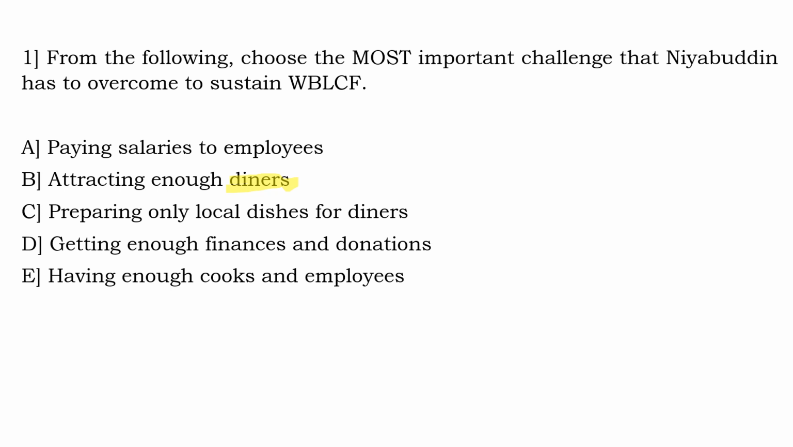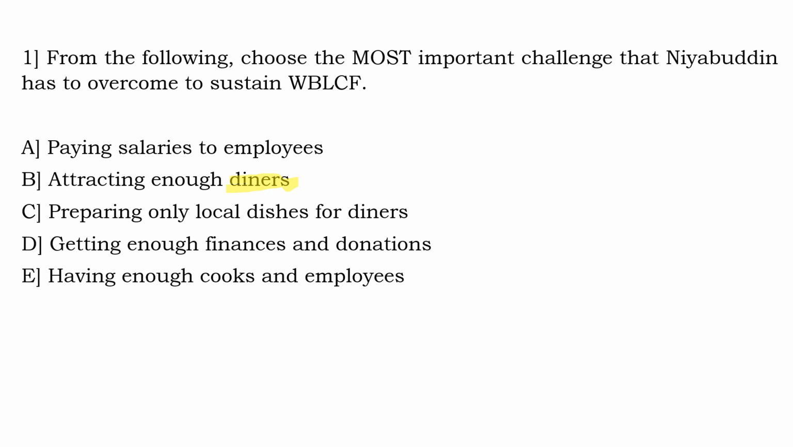The only thing that the passage says about the dishes is that people are expecting more items in the menu. So he is giving them a standard menu, and people are expecting more items. But even if more items are not provided, the popularity of this initiative is not going to come down. So this is again not a challenge he is going to face. Option D, getting enough finances and donations. Yes, this is again a very serious challenge he is facing. He is not able to get enough finances and donations, which is clearly given in the passage.